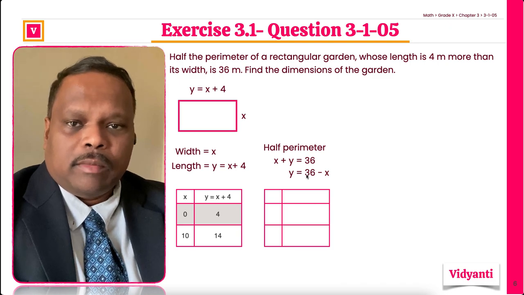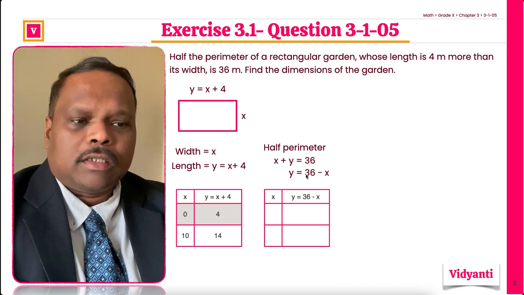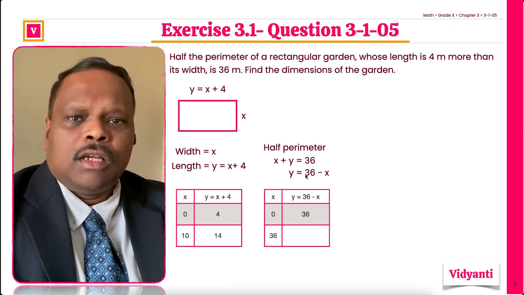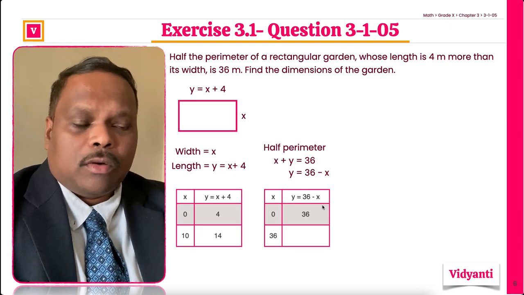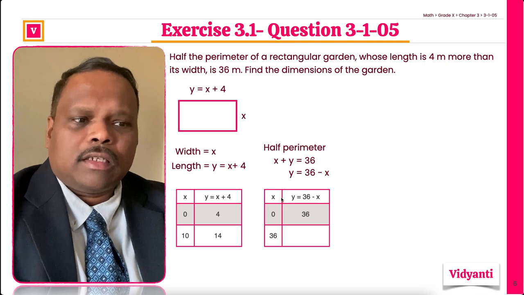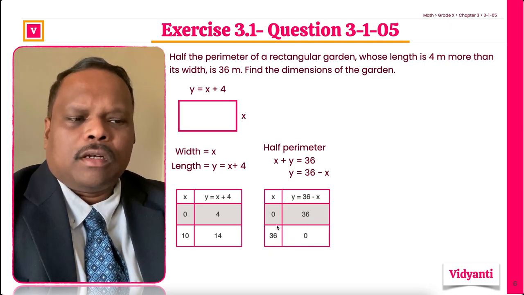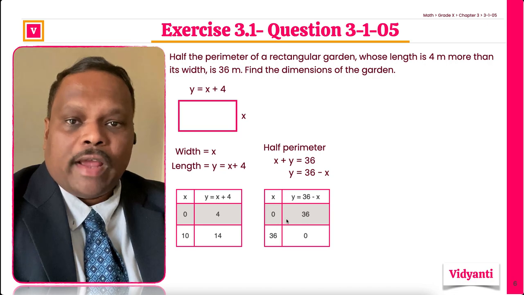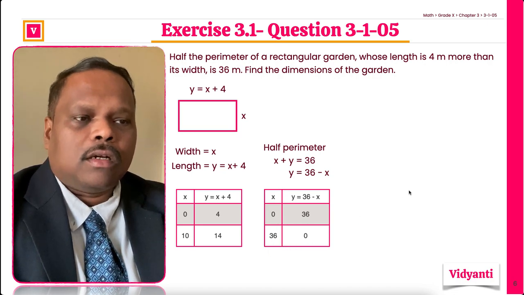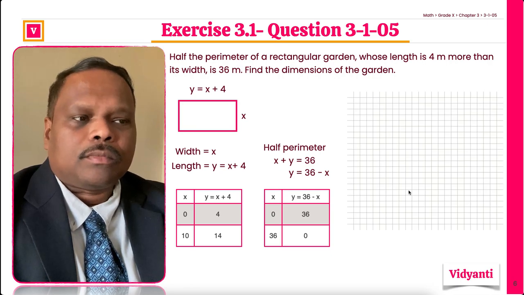Let's create another table for this particular equation. Let's create x and y values. The x value I will take as 0, and the y value comes out to be 36. Let's take the x value as 36, then the y value will come out to be 0. That way, this point will be on the y-axis, and this point will be purely on the x-axis. Let's see how we can plot them.